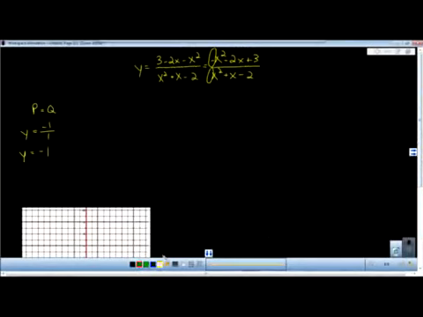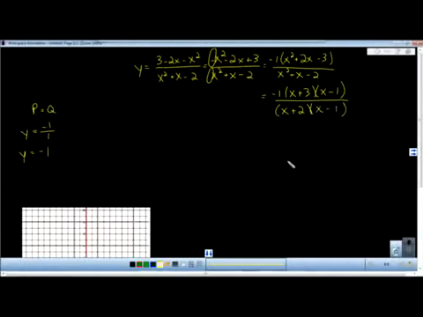Now the next thing I want to do is find my holes in the graph and my vertical asymptotes. So I need to factor the top and the bottom. So I have negative 1 times (x squared plus 2x minus 3) over x squared plus x minus 2. And then I'm going to factor both the numerator and denominator. So I have (x plus 3) times (x minus 1) over (x plus 2) times (x minus 1). Now if you notice, there's a factor that's identical in the numerator and denominator. It's x minus 1. So that's what's going to create my hole in the graph.